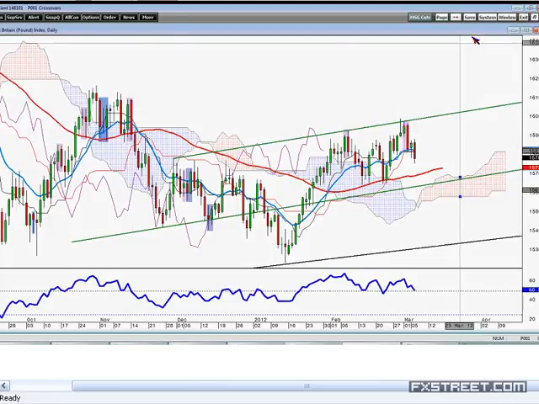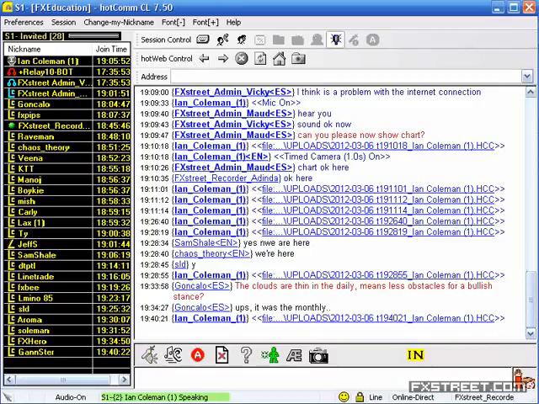Any questions? Yes. Sorry, I've been struggling to see the chat as well as the chart. Yes, the clouds are thin. It basically means that there's less support or resistance, less obstacles, if you like, for the price to push through.